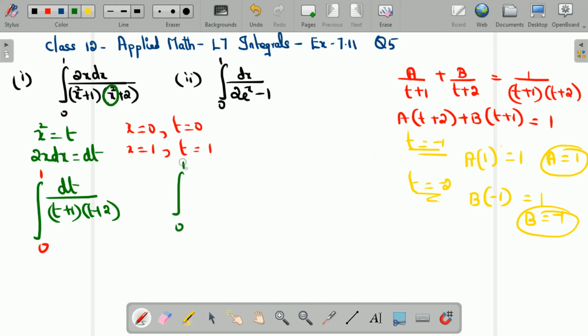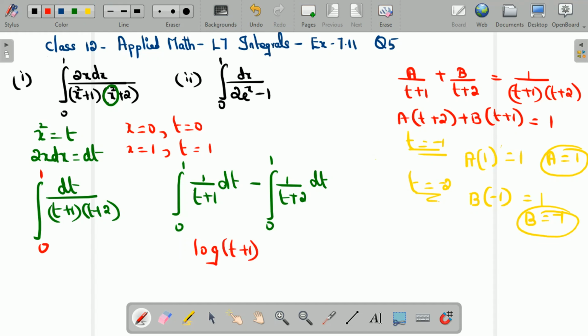So now let's break this integration into two parts. Integral 0 to 1, a's value is 1, remember. So 1 divided by t plus 1 dt. Now b's value is minus 1, so I'm taking it outside. Between the limits 0 to 1, 1 divided by t plus 2 dt. Let's perform the integration directly. So this is going to be log of t plus 1 between the limits 0 to 1 minus log of t plus 2 between the limits 0 to 1.